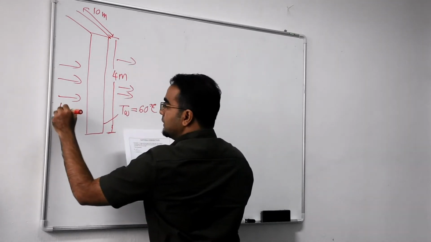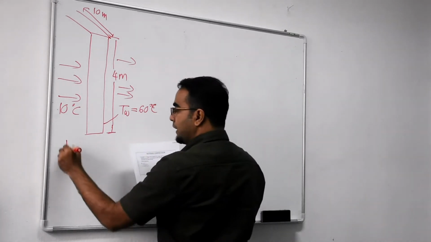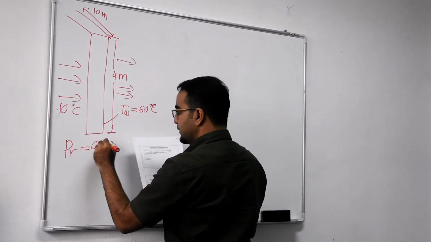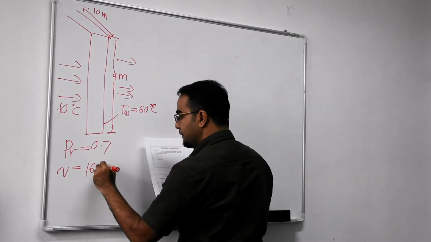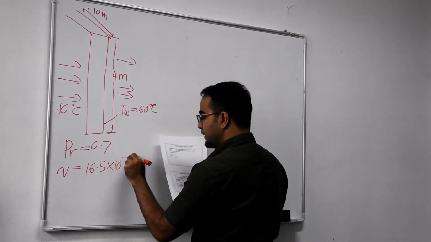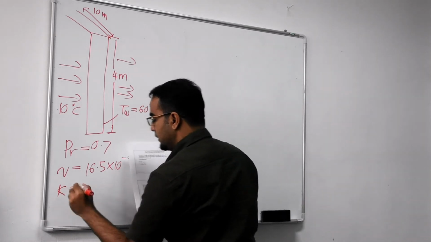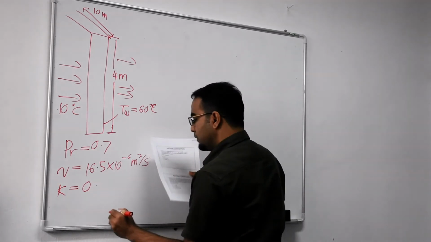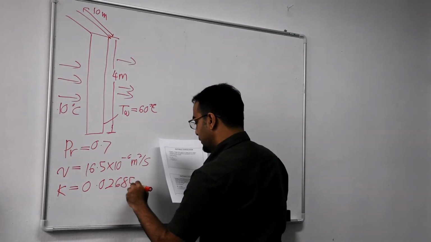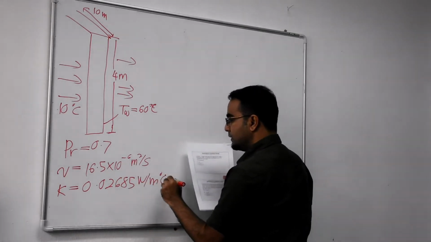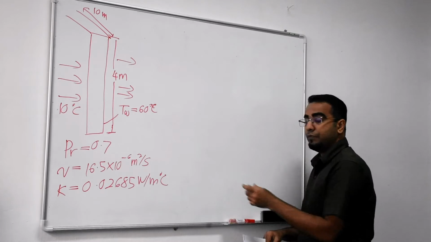At 10 degrees Celsius. So given the fluid properties, Pr is equal to 0.7, the kinematic viscosity is 16.5 times 10 to the power of -6 meters squared per second, and the thermal conductivity k has a value of 0.02685 watt per meter degree Celsius. So the question is asking us to find the value of Q.